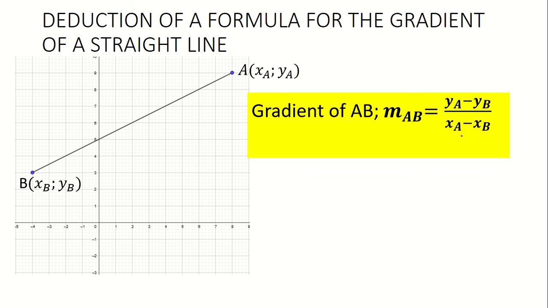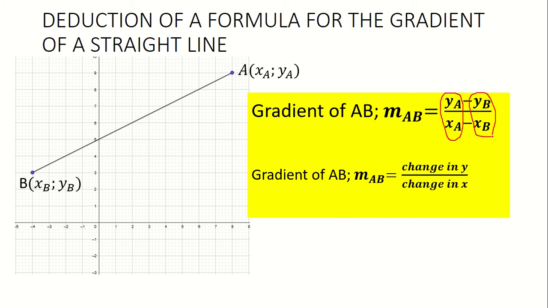I did emphasize this when we went through it, that these must be the coordinates of the same point, and these must be the coordinates of the same point. If you started with yA in the numerator, in the denominator you must have xA. If you have yB in the numerator, in the denominator you must have xB. And that's what the gradient is. It is simply the change in y divided by the change in x.